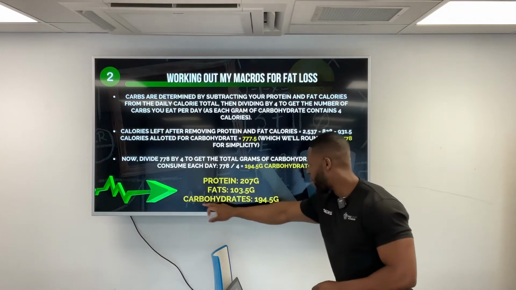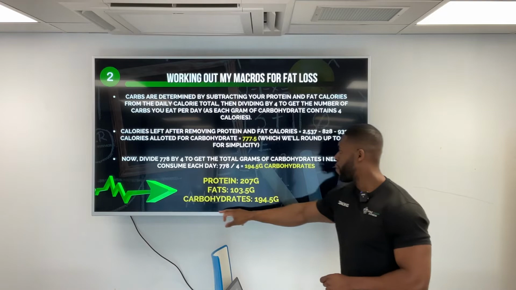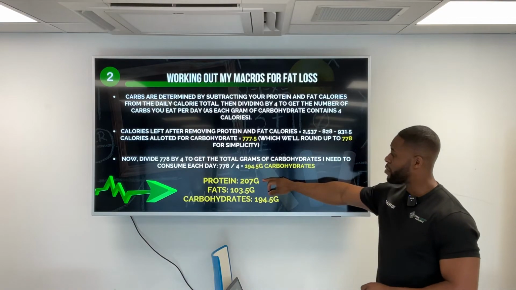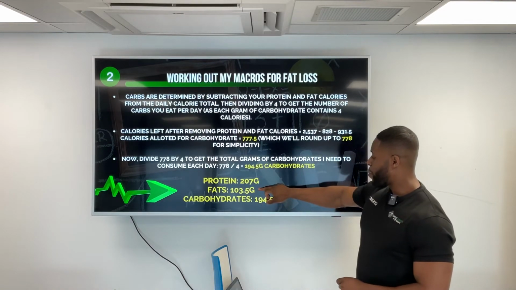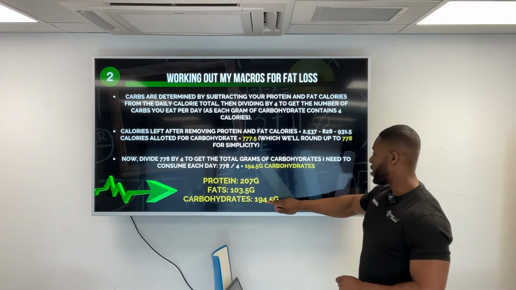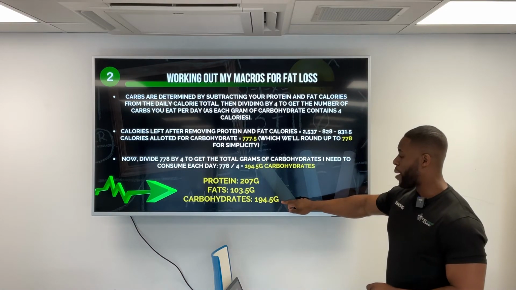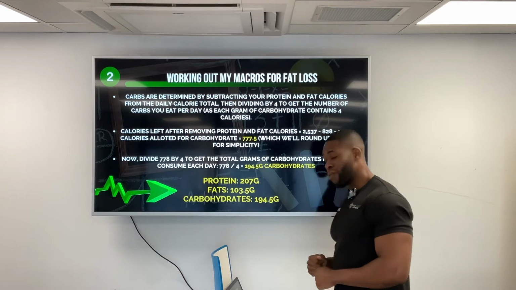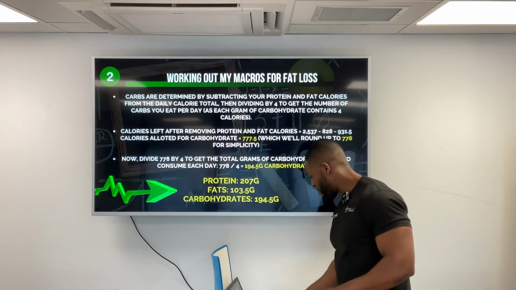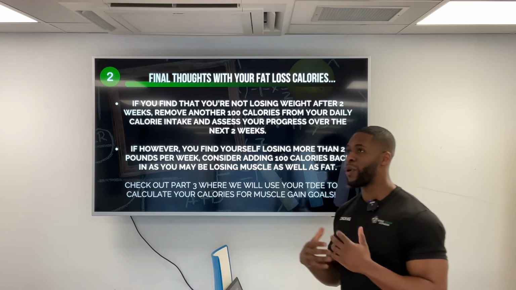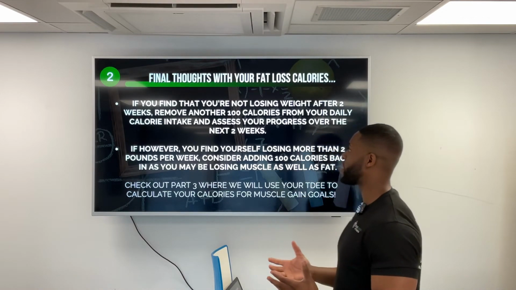So here is my macronutrient target to go for, okay? 207 grams of protein, 103.5 grams of fats, and 194.5 grams of carbohydrates, you know? So, easy, right? That's what it's all about. So that's what I need for fat loss. That's what I need to try and see how my body changes over time.